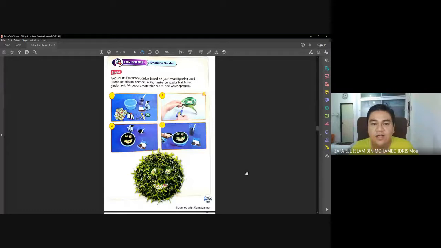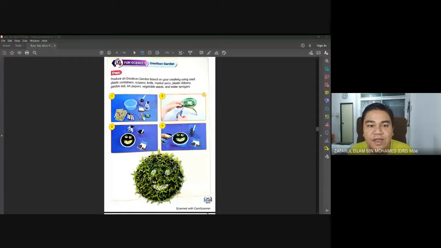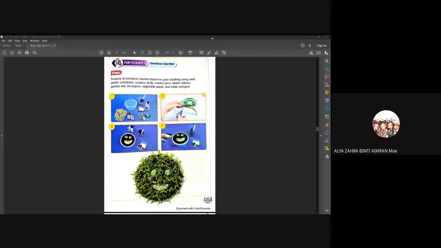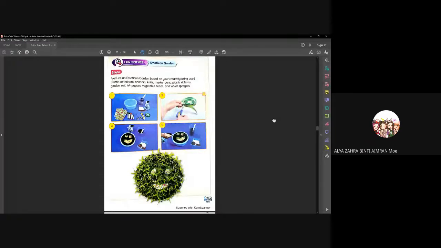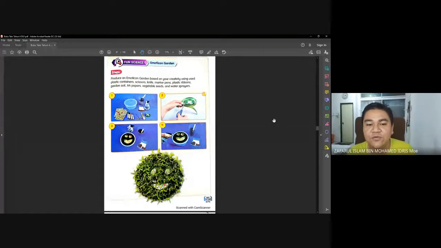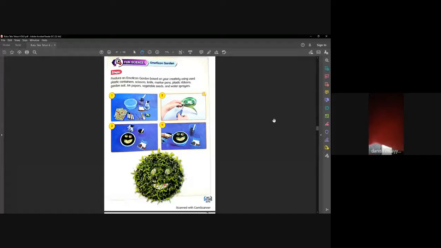Okay, tengok. Your project for this week is emoticon garden. Tengok macam mana nak buat. Okay, boleh buka mic nak tanya. Kejap saya terangkan dulu macam mana nak buat. Emoticon garden ni senang je. Awak perlukan grass tu betul ke? Grass tu betul, tapi awak bukanlah nak tanam grass tu. Bagi saya terangkan dulu.